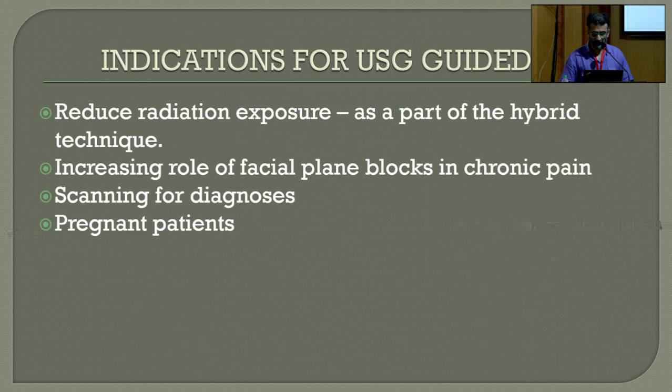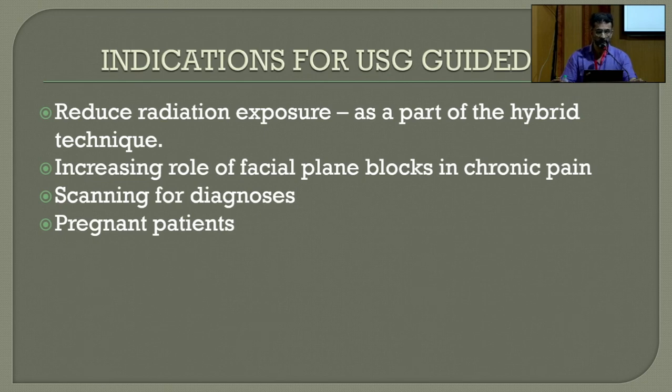But there are some advantages. We know that radiation has its own set of side effects. Therefore, radiation exposure reduction is one big thing. And for most things clinically, in our day-to-day practice, we are doing a hybrid technique. So I will put the needle under USG, and once I am sure about it, then I will put in the dye and use fluoroscopy. Second, there is an increasing role, and a lot of evidence is coming up, for fascial plane blocks in chronic pain. For that, the best technology is definitely sonology.